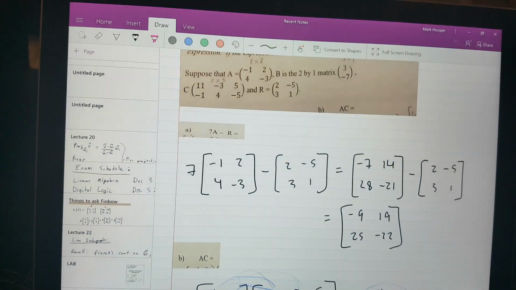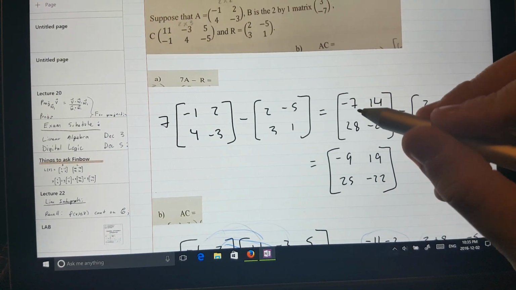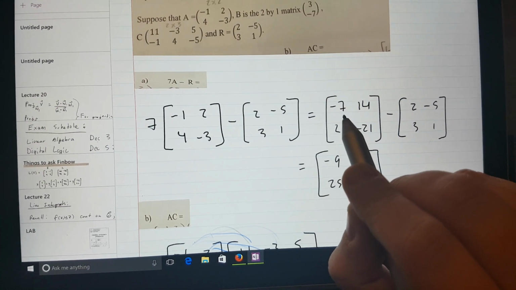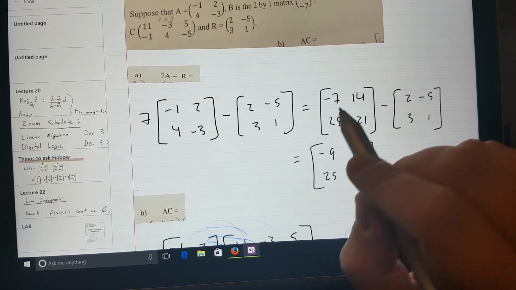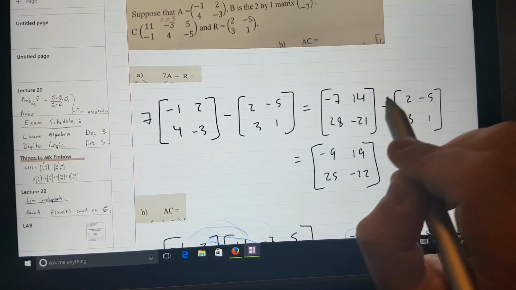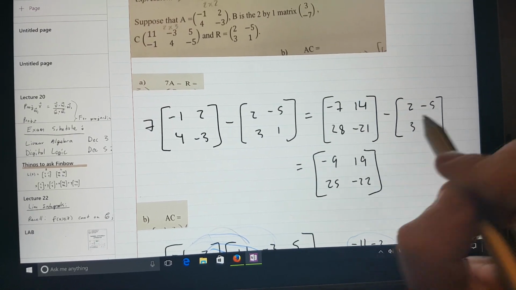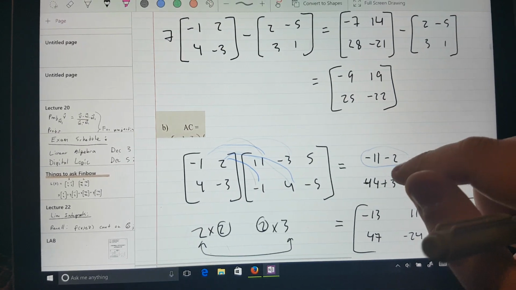I probably should have used a tripod, but that's okay. You're going to take 7, and you're going to subtract 2 from it, and negative 7, you're going to subtract 2 from it. So you just do it component by component. That's how you get that.